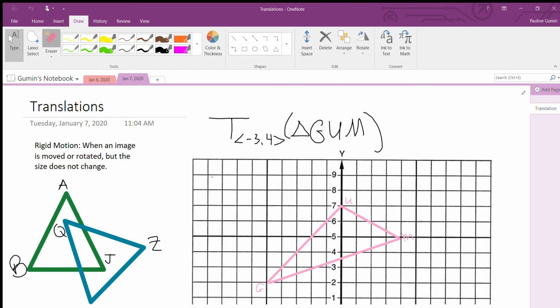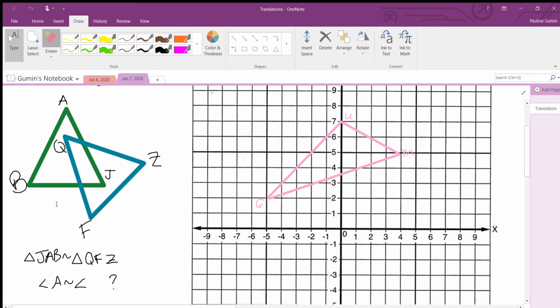Today, we talked about translations in class. Translations are rigid motions of an image. That means we're taking an image, we move it, maybe we rotate it. The size doesn't change. Let's take a look at the problem involving the green and blue triangles right here.